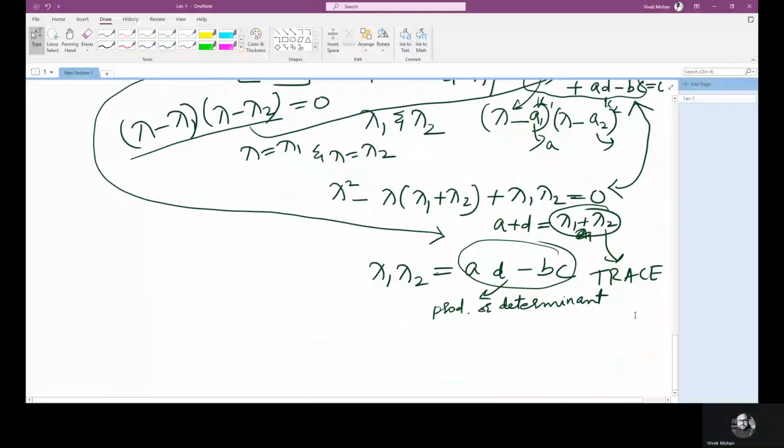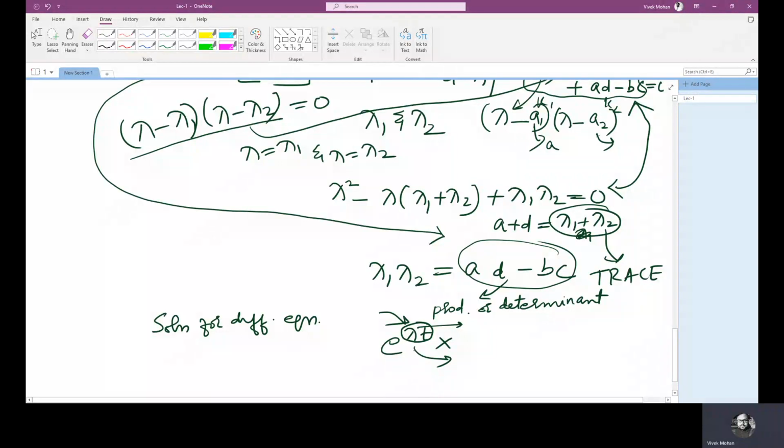Now let's see the solution for the differential equation. We have already seen that it comes from e raised to lambda t into x, and the complete governance with respect to time, the dynamics, is confined to this exponent, right? That is why lambda is so important. The sign of lambda is also very important, right? Now, if lambda is negative, then this is exponentially decaying. When lambda is positive, this is exponentially rising.